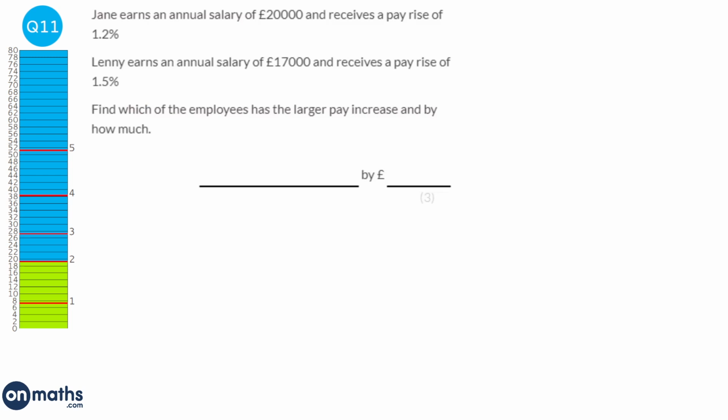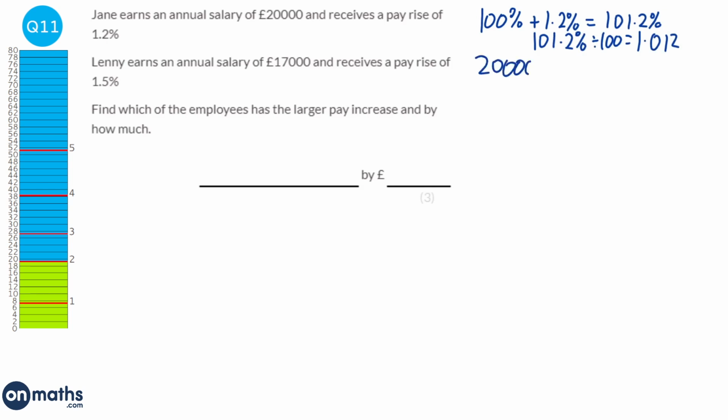So firstly we're going to work out what the percentage increases are as a multiplier. So we start off with 100%. Jane has a 1.2% pay rise, and so that would be 101.2%, and we divide that by 100 to make it a multiplier. So the multiplier is 1.012, so we get the 20,000 times it by 1.012, and that gives us 20,240.